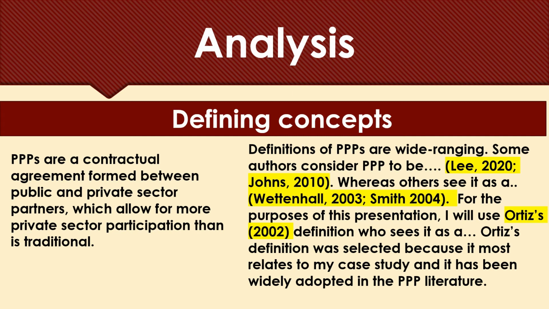The one on the left is just a general definition of PPPs, whereas the one on the right, they show the scholarly opinion, but most importantly, they choose a definition and explain why they chose it. So they start by giving an overview of the situation. Definitions of PPPs are wide ranging. Some scholars say this, some scholars say that. However, they center and they hone on to a particular definition and explain why they chose it. This shows a very high level of analysis.